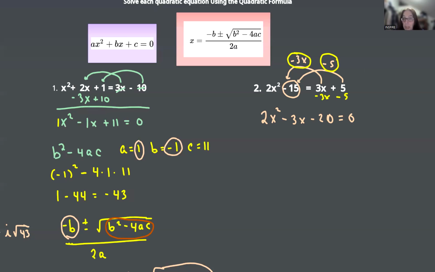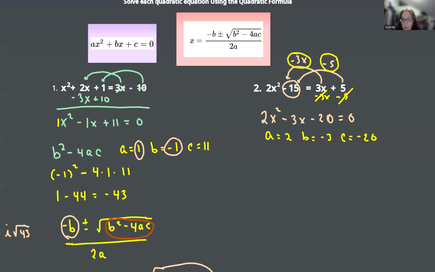I can determine what A, B, and C are. A is the number in front of the x squared. B is the number in front of the x. And C is your constant. It's the number by itself. So let's first find the discriminant. I think that helps a little bit. If it doesn't, you can do it all at once. I just prefer to do the discriminant first.